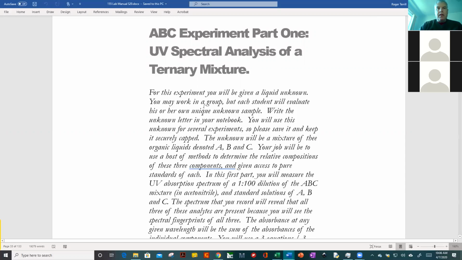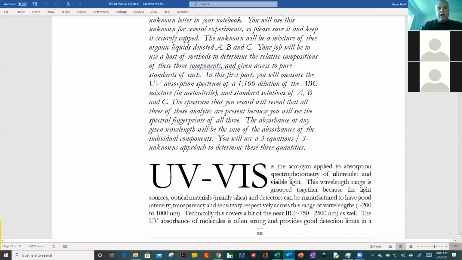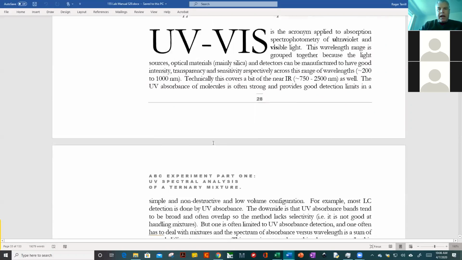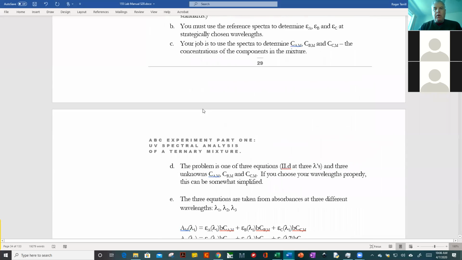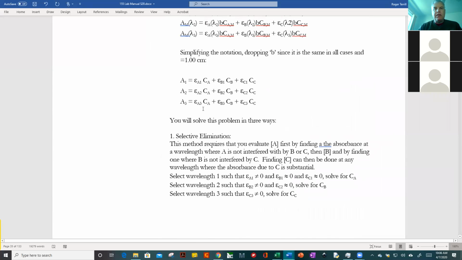So we're going to do some analysis of a mixture of organic solvents, and that's going to be acetone, ethyl acetate, and toluene. And what we're going to do is figure out how much of each of those three components is in a mixture. And we're going to do it in 3 different ways.